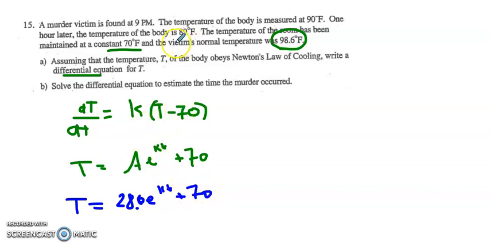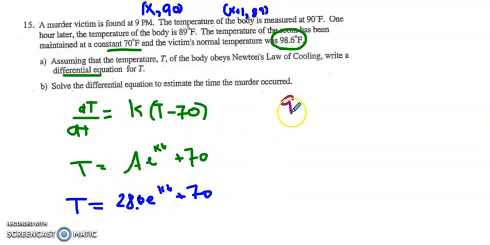And then they're telling us that at 9 p.m., which is sometime x, we don't know when that is, the temperature of the body is 90 degrees. And then they know an hour later, at time equals x plus 1, the temperature of the body is 89 degrees. So I'm going to have to end up solving a system of equations here. I'm going to plug in each of these points into the diffEq.